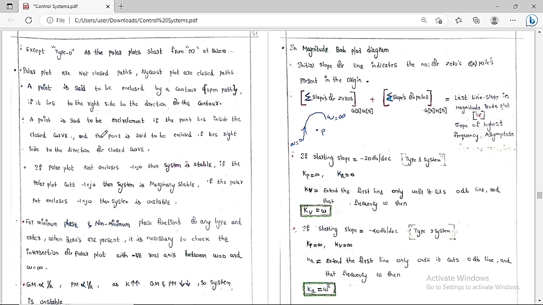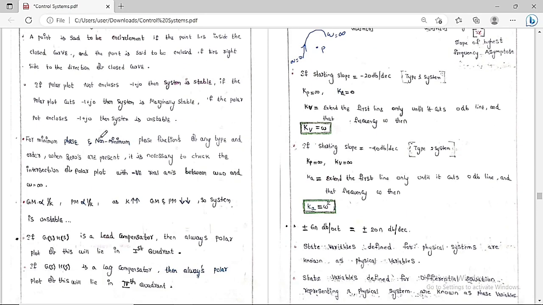Now the next statement is: for minimum phase and non-minimum phase functions of any type and order, when zeros are present, it is necessary to check the intersection of the polar plot with the negative real axis between omega equal to 0 and omega equal to infinity. So listen carefully. For minimum phase systems as well as non-minimum phase systems of any type and order, when zeros are present, it is necessary to check the intersection of the polar plot with the negative real axis between omega equal to 0 and omega equal to infinity.